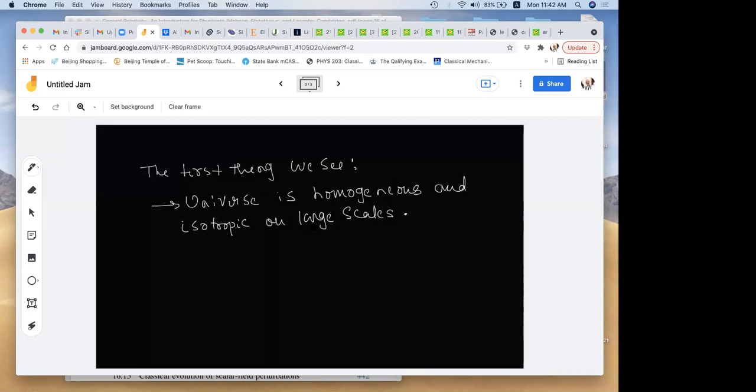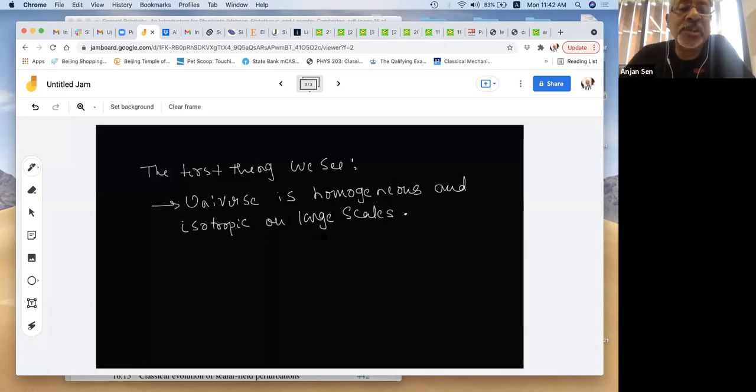Okay. Now, when I say homogeneity and isotropy on large scale, what do we mean by that? Right? First, let's ask whether homogeneity and isotropy imply one another: if I have homogeneity, is it also isotropic, or if I have isotropy, is it also homogeneous? Whether one implies the other, fine.